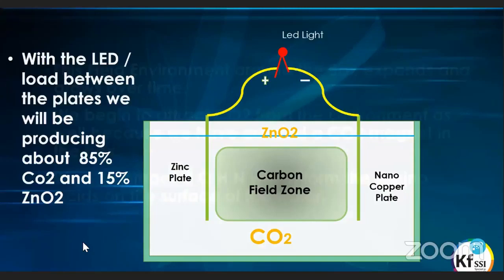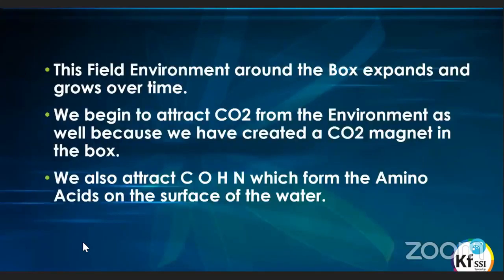So what happens is when you get your box going, you start creating a field environment around the box, and this grows over time. And because we've now started creating a small amount of CO2 in our box, this also begins to attract CO2 from the environment because it acts as sort of a magnet in the box. So we can also start attracting CO2 to clean up the environment.